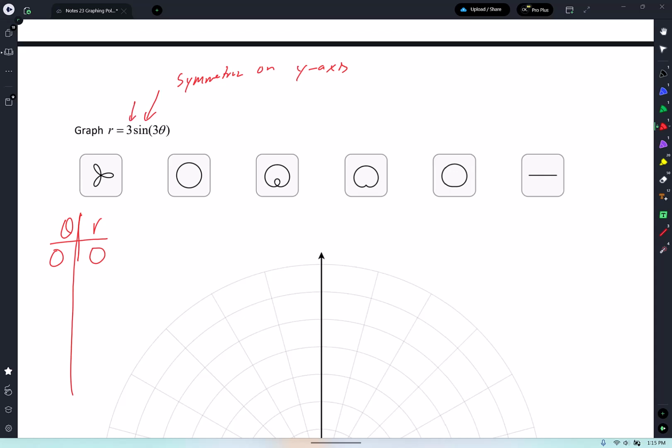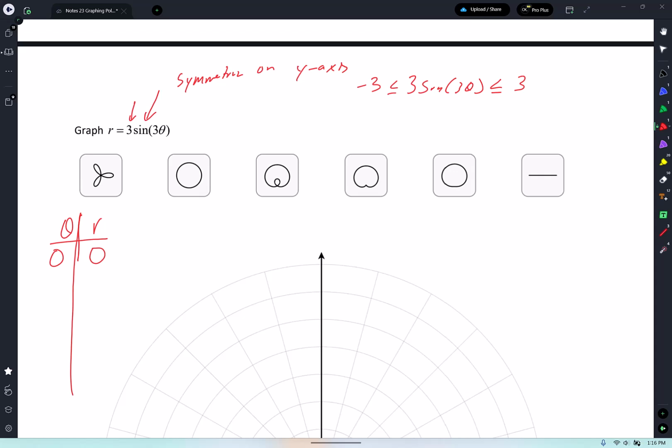My max value is, so all my values for this are between negative 3 and 3, right? So 3 sine 3 theta, they're all going to be smaller than 3 and bigger than negative 3. They're all between negative 3 and 3, my r values, because sine theta goes between negative 1 and 1, and I have a 3 in the front, so biggest is 3, smallest is negative 3.